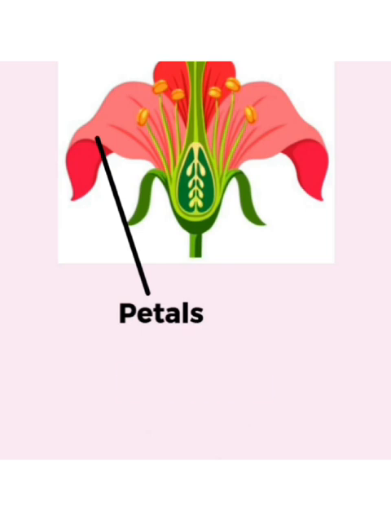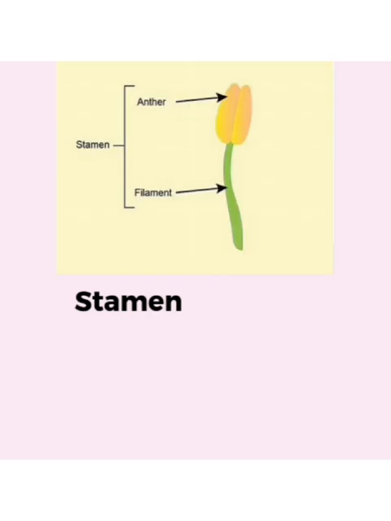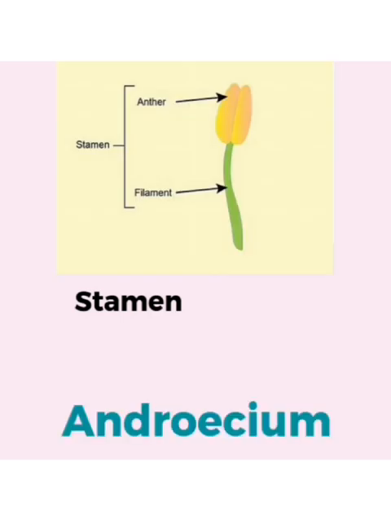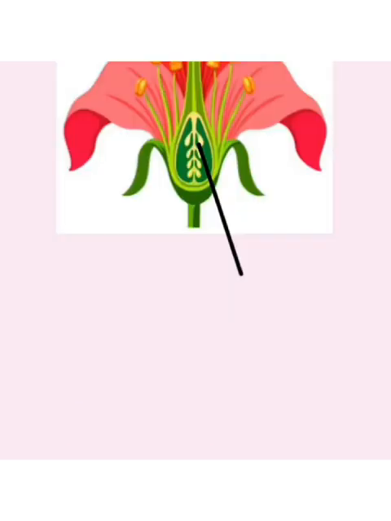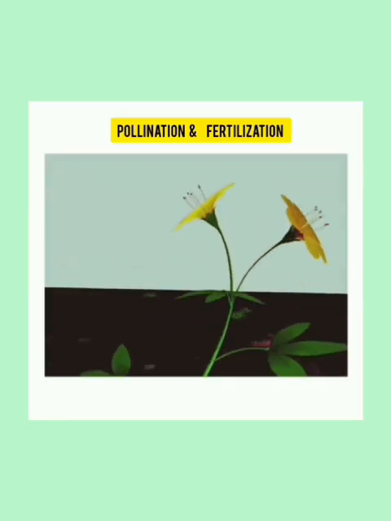You have a male reproductive part known as the stamen, which has two parts, the anther and the filament, together known as the androecium. In the female reproductive part, you have the pistil, which is known as the carpel, and contains the style and ovary. Here we are going to learn about pollination and fertilization.